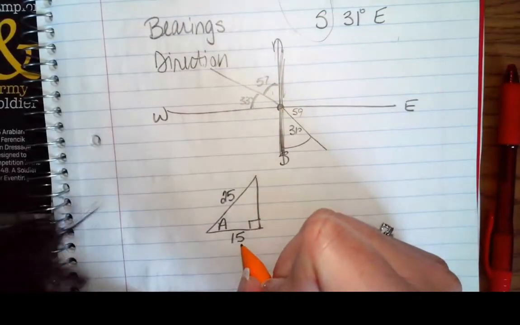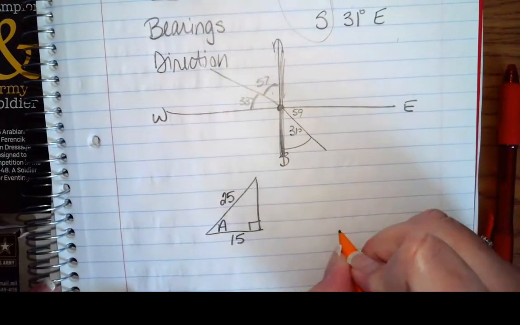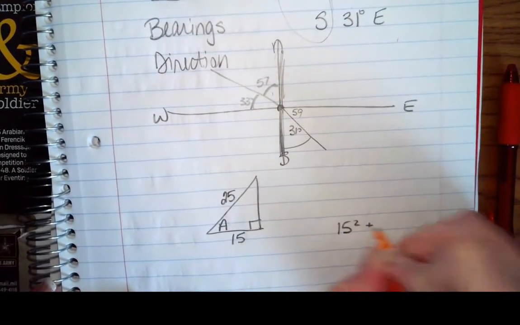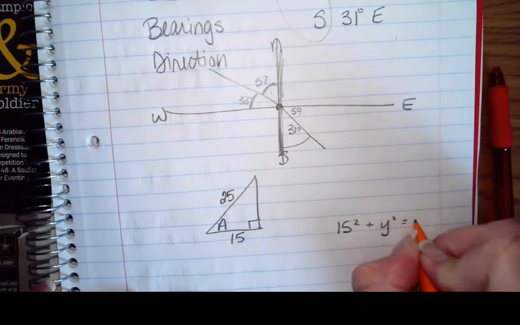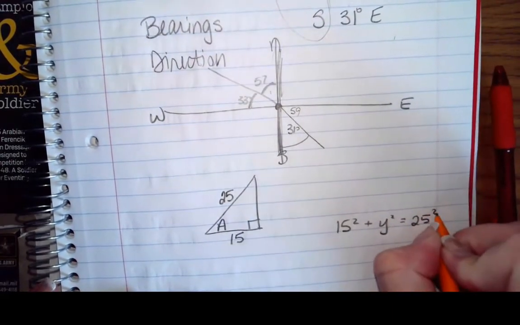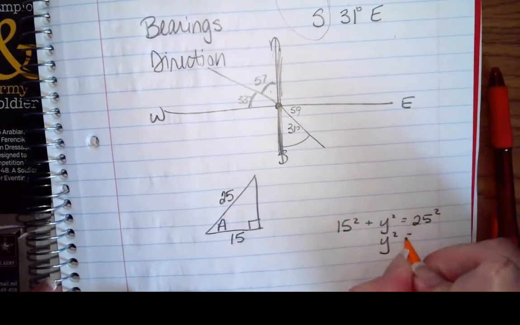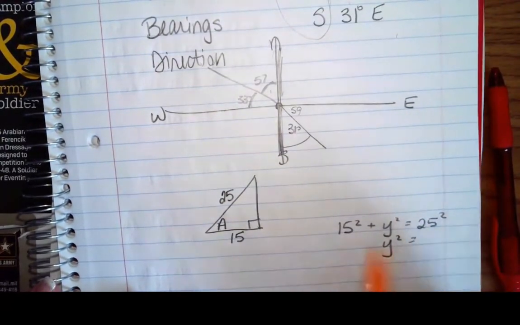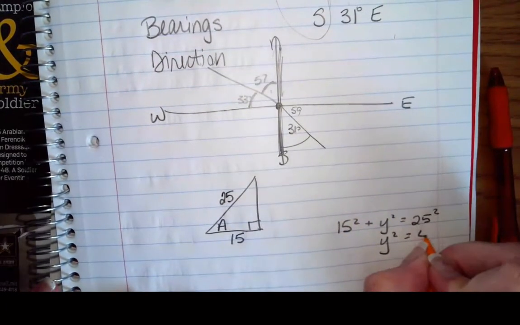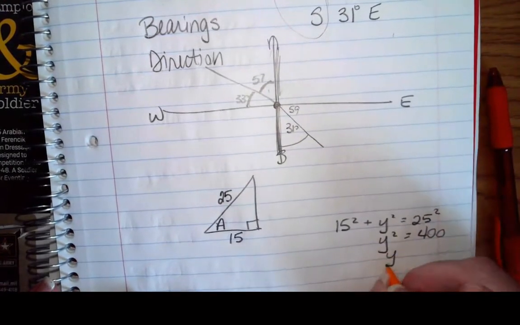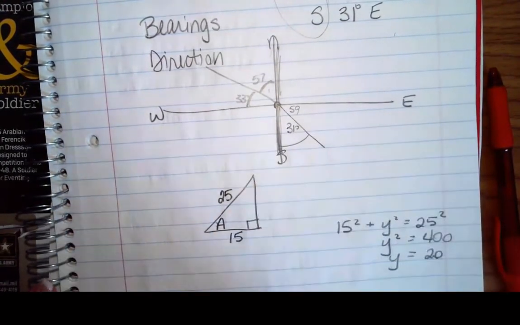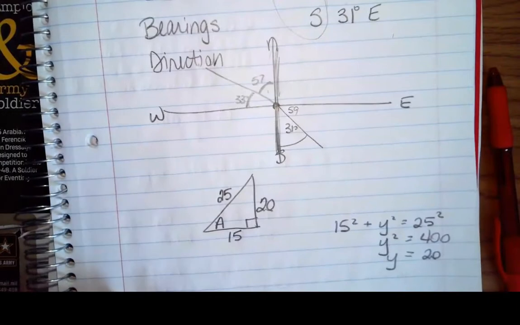So using the Pythagorean Theorem, this is going to be 15 squared plus y squared is 25 squared. So I'll get y squared is 625 minus 225 is 400, which means y must be 20. So I'll find out that that's 20.